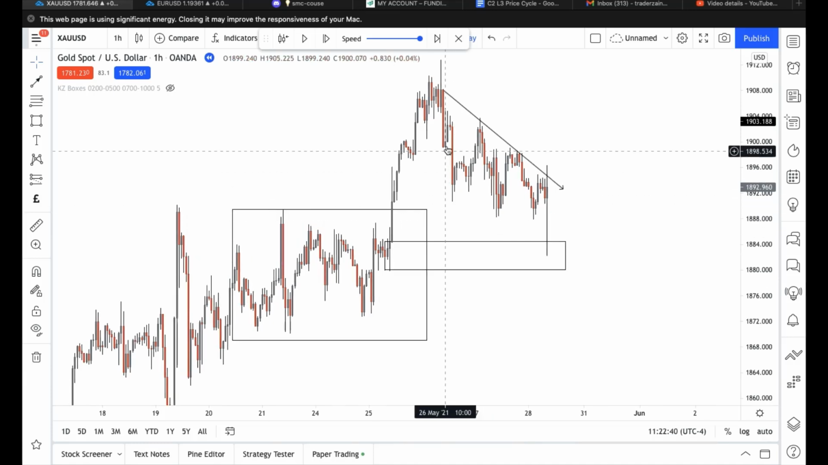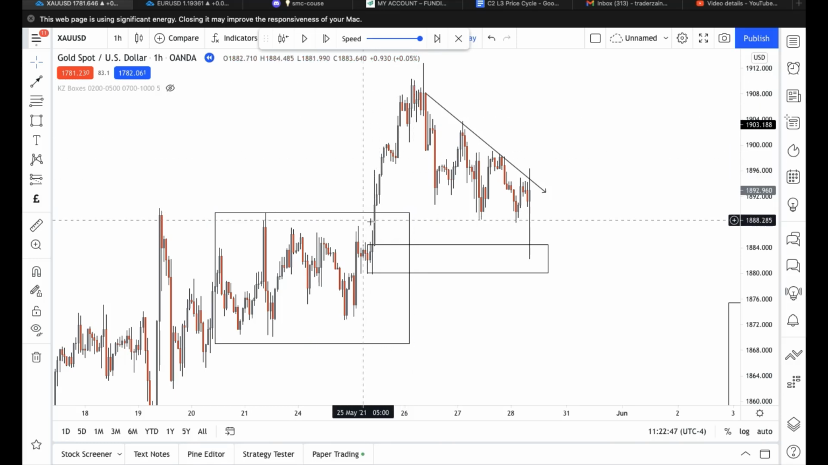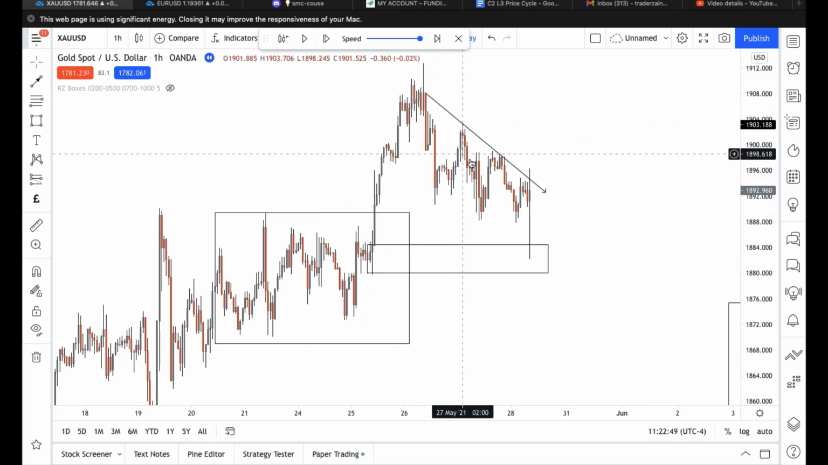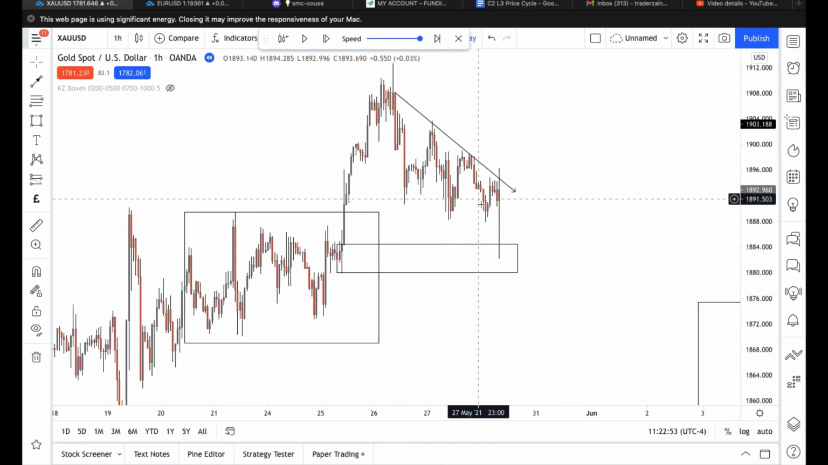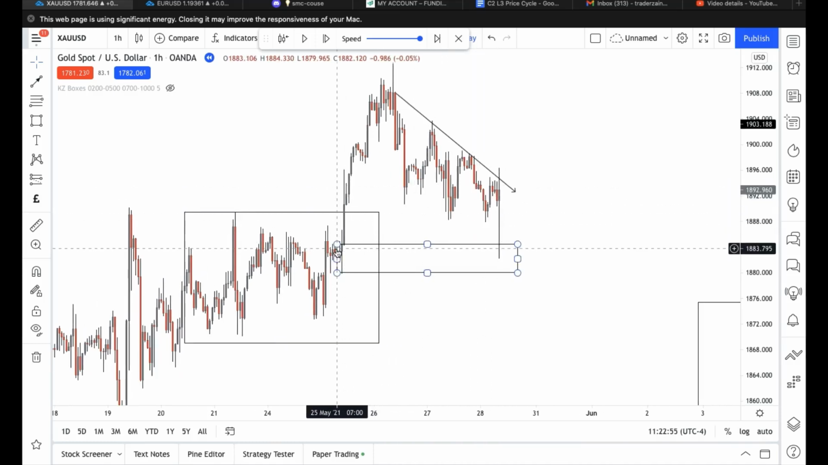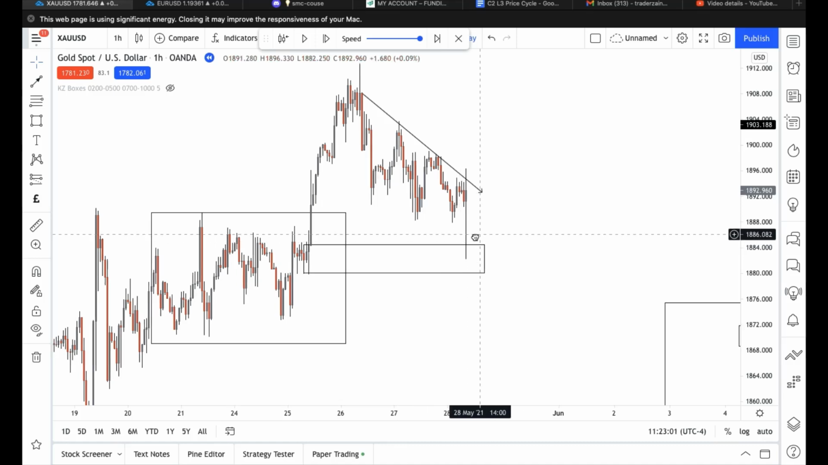Okay, now once price expands, we expect a retracement. What's the purpose of the retracement? To fill in any inefficient price action. We have inefficient price action here. Price has now retraced. It has filled in that inefficient price action. Price has now mitigated the demand zone that was left behind just before that expansion.